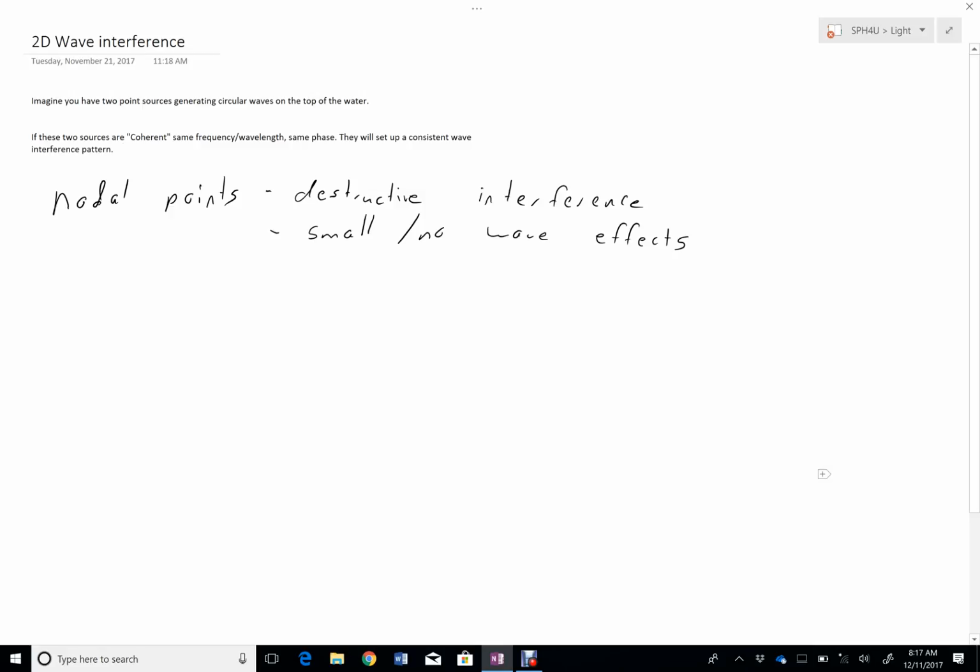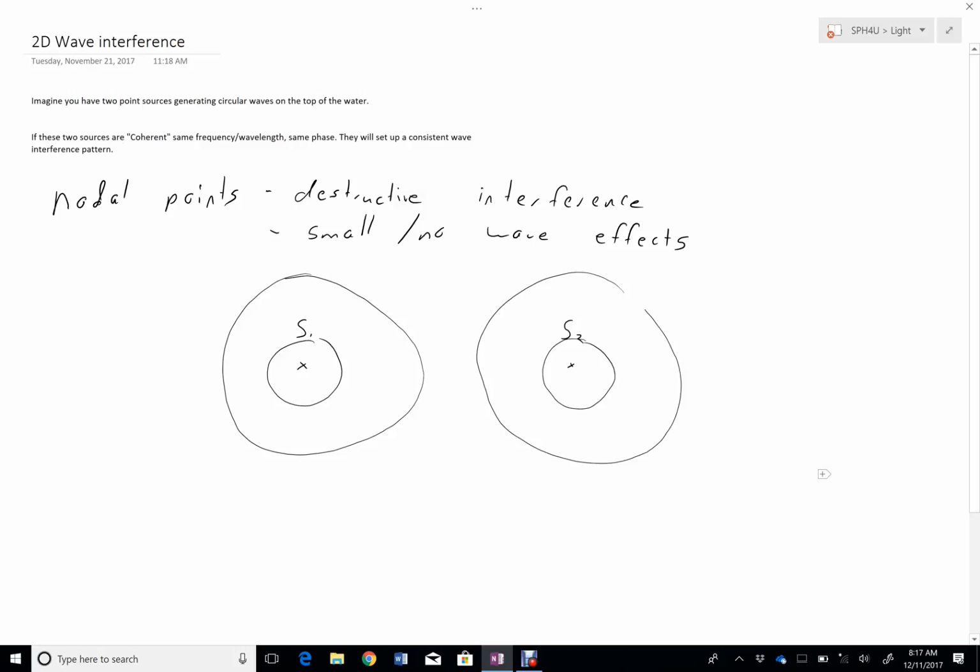So again, the basic idea here is we have two sources, S1 and S2, and we can think about these sources like drops falling on the top of a lake, and they're making waves which are circular and extending out as concentric circles. So this wave would have been made first and this wave would have been made second, and then these two waves are coming along and meeting at certain locations.